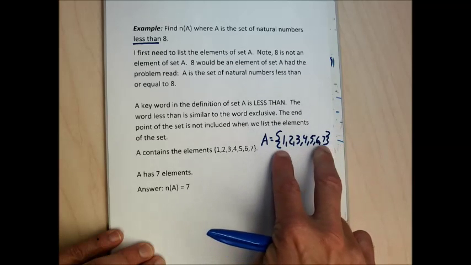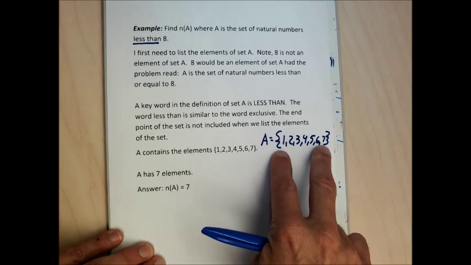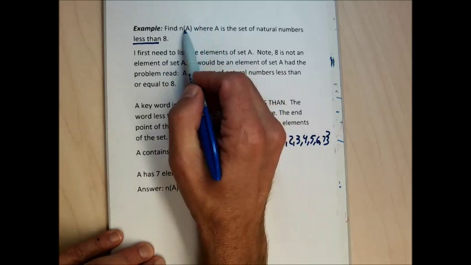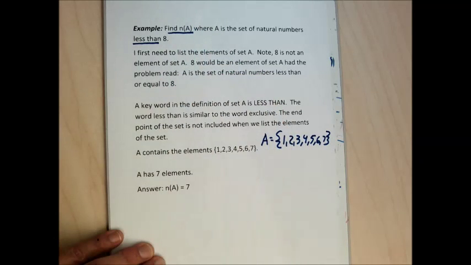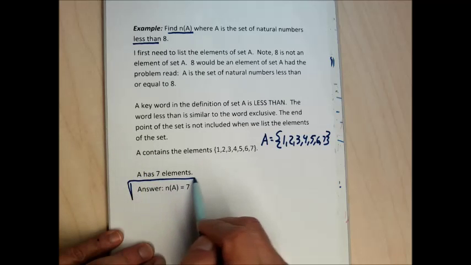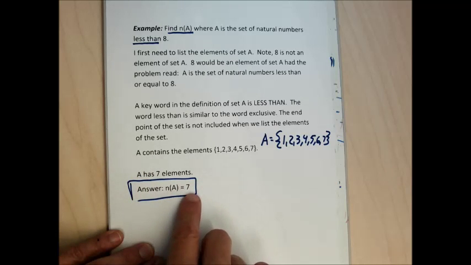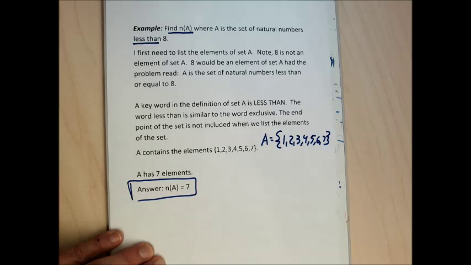So although set A contains the numbers 1, 2, 3, 4, 5, 6, and 7, that's not what this question is asking. This question says find the number of elements in set A. This is why when I wrote my answer, I said the number of elements in set A, or the cardinal number of set A, is 7.